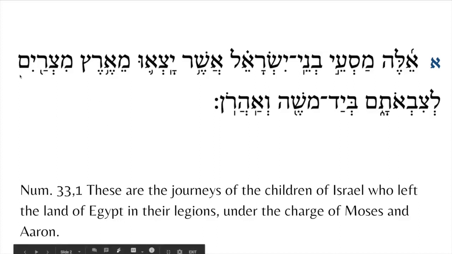Literally it means straits. It's a plural word, straits or constrictions, because Mitzrayim was a place that was between two rivers, right? But also symbolically, Mitzrayim was a place of constriction because it was a place of slavery, right? Bondage, restriction. Mitzrayim.